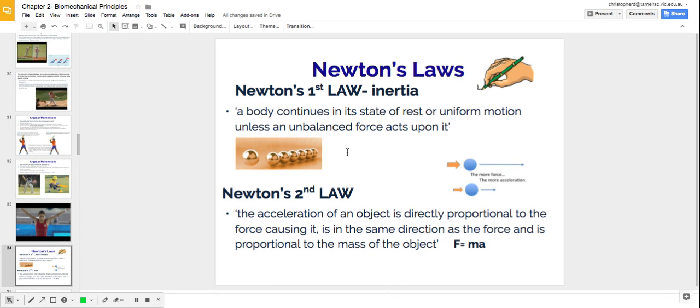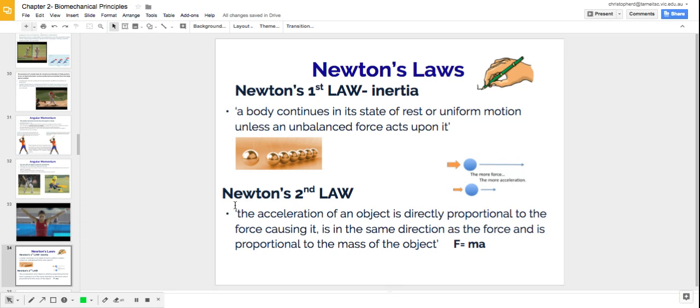We then look at Newton's laws of motion. So you'll need to know these, and my suggestion would be know them word for word. Okay, so for Newton's first law, a body continues in its state of rest or uniform motion unless an unbalanced force acts upon it. So our example is these balls here, you might have seen one of these. They're on a piece of string. They won't move unless you swing one of them back and it'll hit on it, and it will continue.